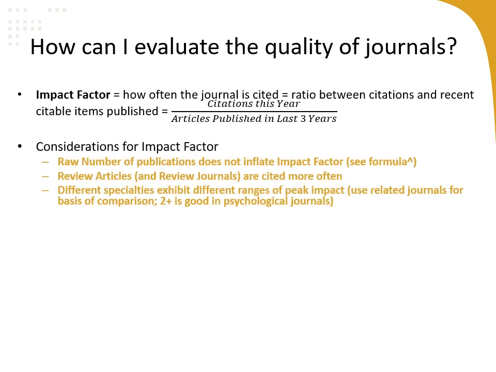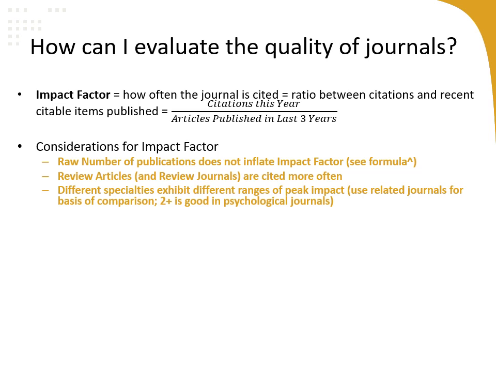So here are some considerations. The reason you have a ratio, a fraction here, is because you're controlling for the number of articles published. You don't want a high impact factor that's there just because they publish everything that's given to them, and just because they're publishing more, they get more citations. You're really trying to control for it, so it's more quality over quantity.